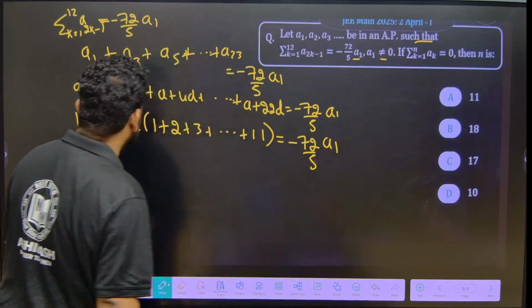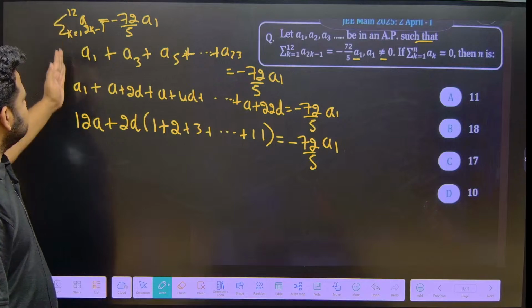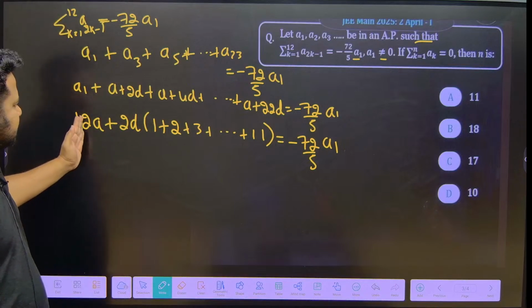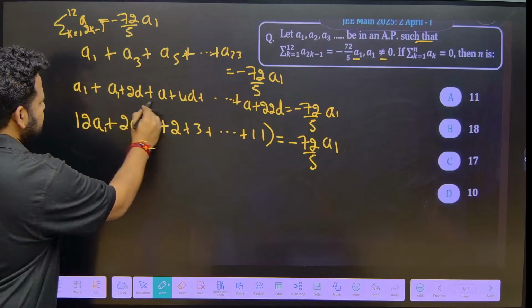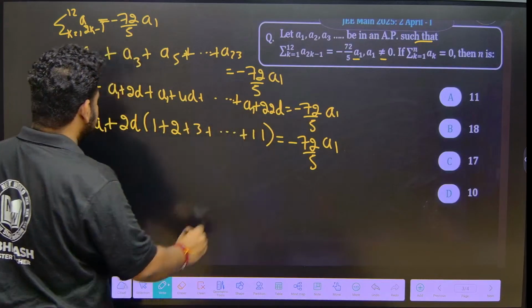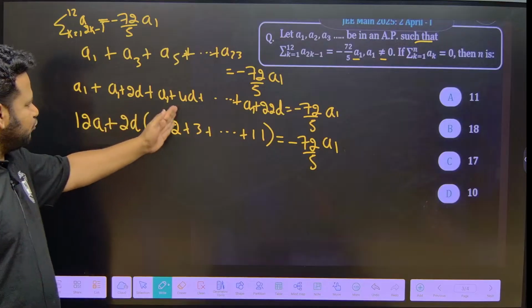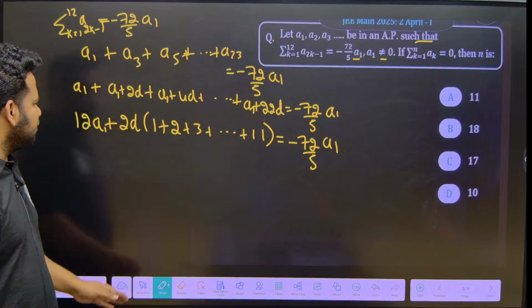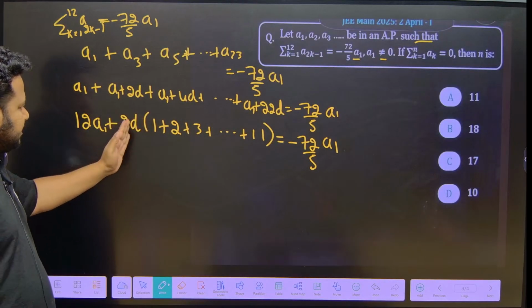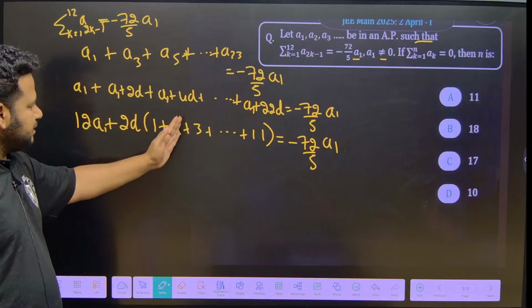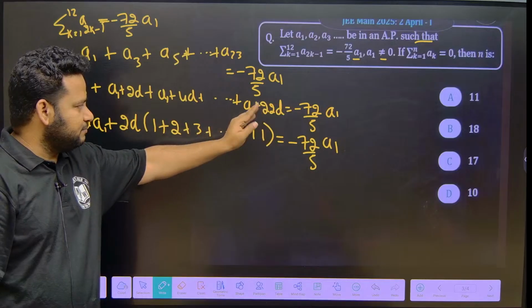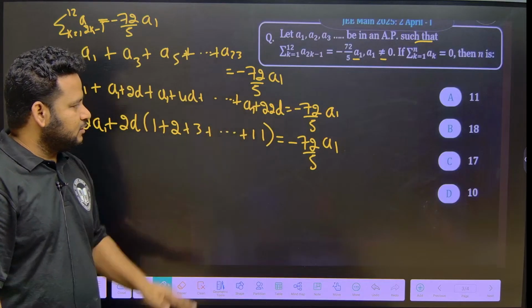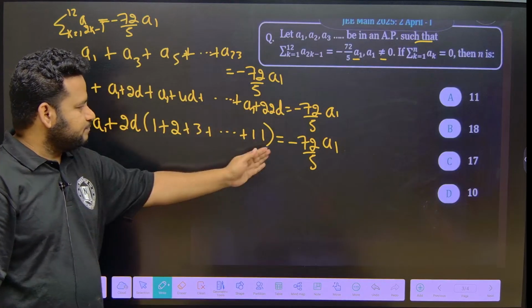Okay, let me explain again. Here there are 12 terms, then definitely there will be 12 a's, or I can write as 12 times a1. This will be a1, a1, a1, 12 times a1, plus 2d, 4d, 22d, like that. So if I take 2d outside, 1 plus 2 plus 3 plus up till 11 it will be, because 22 is the last term. If I take 2 outside, it will become 11. 2d I have taken it outside, this is what I got.